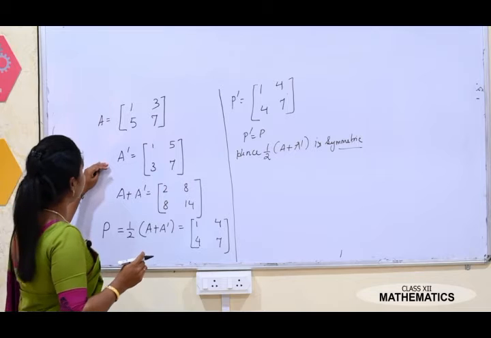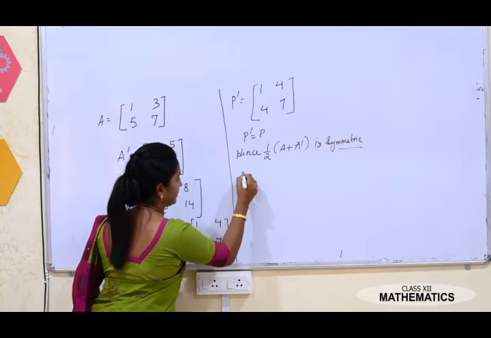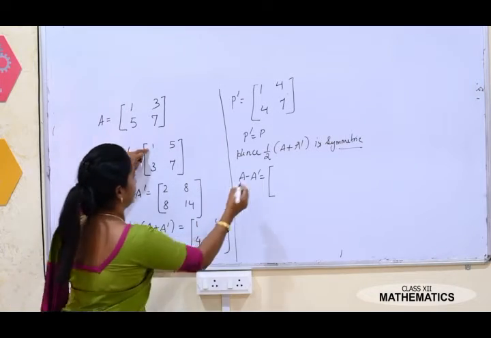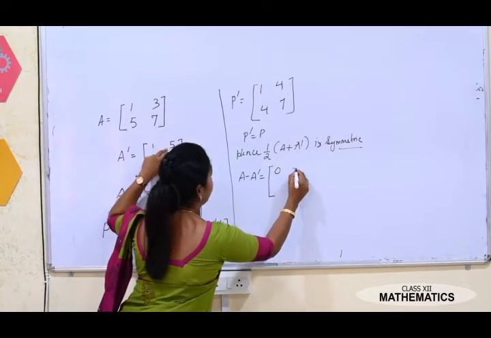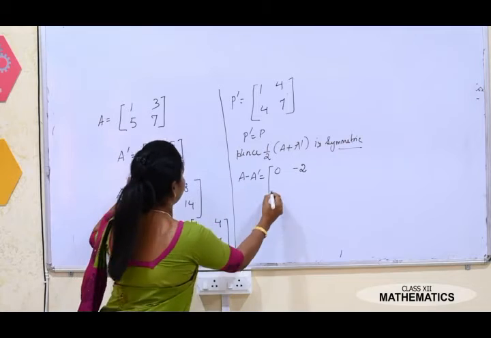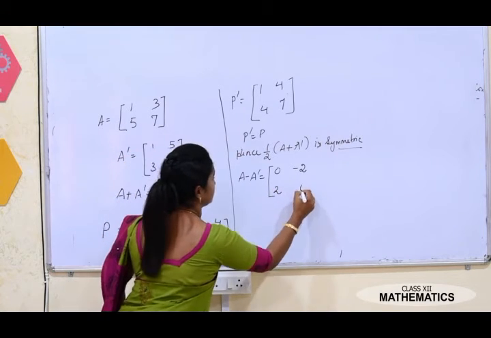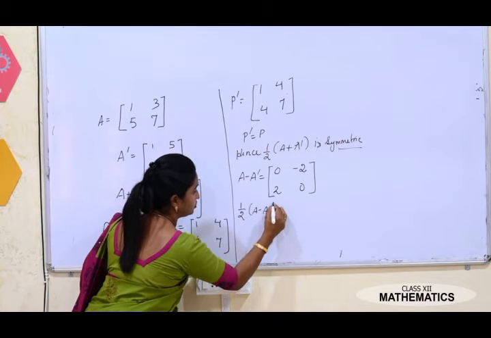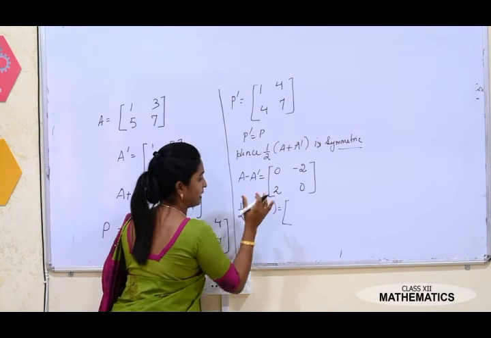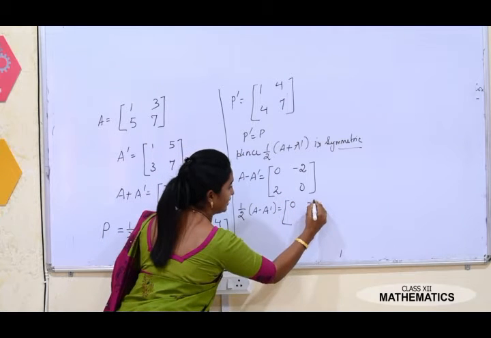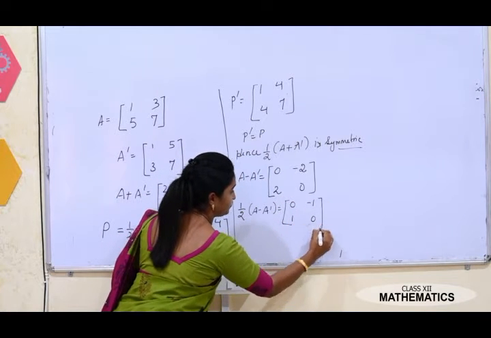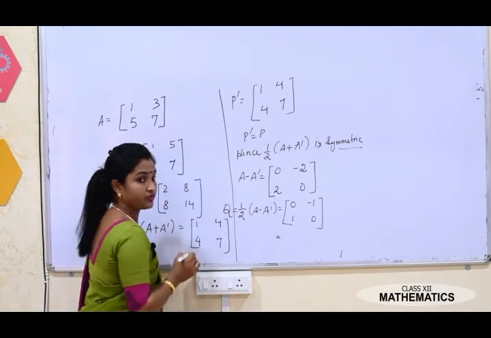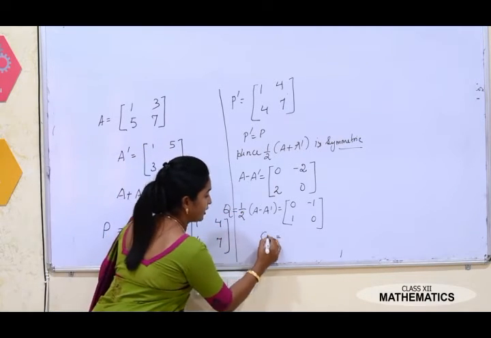Now you will take the other one, that is A minus A dash. You will find A minus A dash. A minus A dash means what? 1 minus 1, it is 0, 3 minus 5, minus 2, 5 minus 3, 2, and 7 minus 7, 0, okay? Then you will divide by 2. So when you divide the whole matrix by 2, you'll be getting 0, minus 1, 1, 0, okay? Now you see, you can denote it as Q, another alphabet Q. Find Q dash.